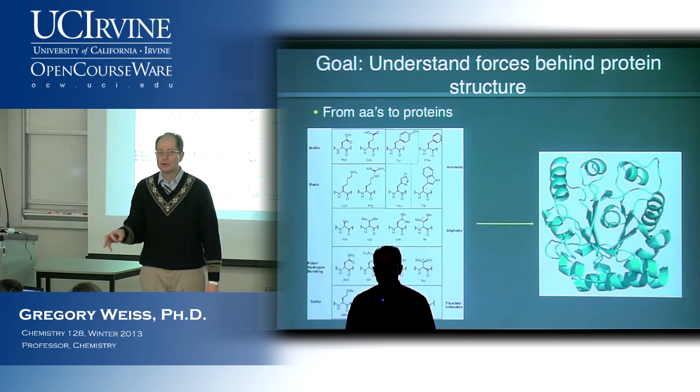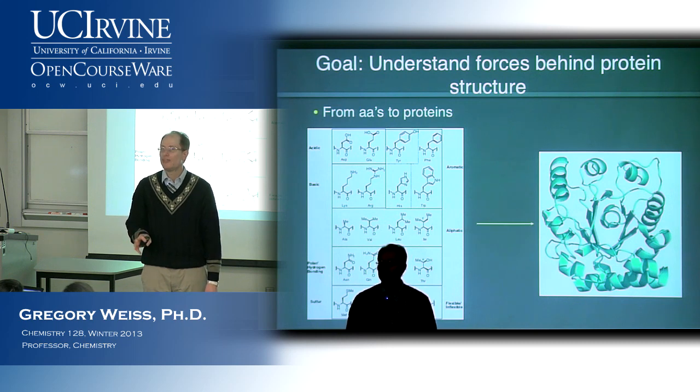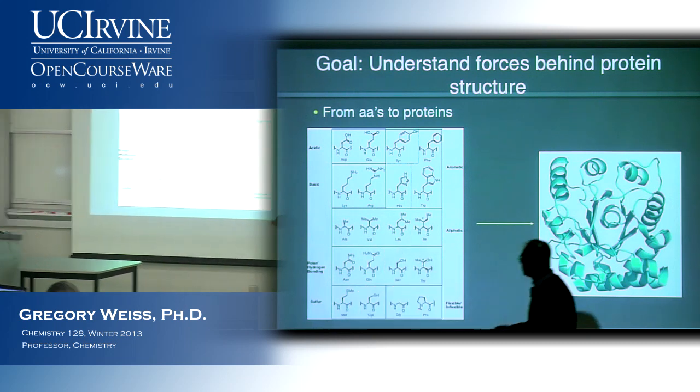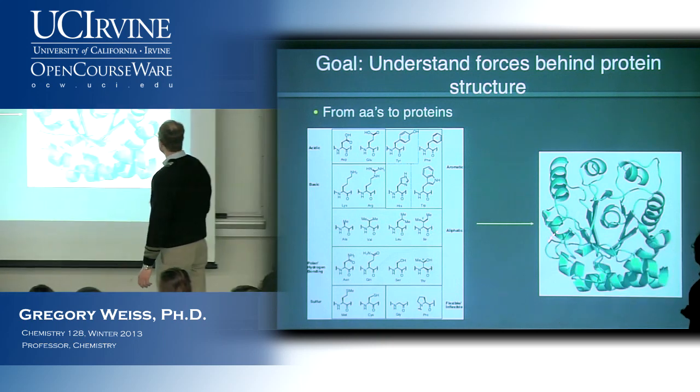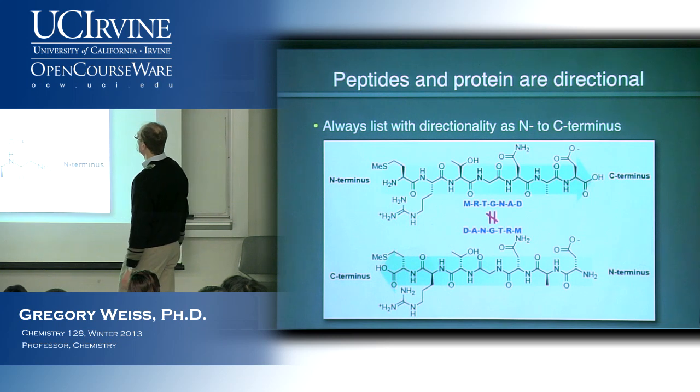For this class, where we're at a foundational level, we're only going to be talking about proteins that adopt one predominant shape. If you start to look at things more closely, there are a lot of exceptions, but we're not going to worry about that. So again, our goal is to understand how you go from this to something like this. Understand the forces behind protein structure.